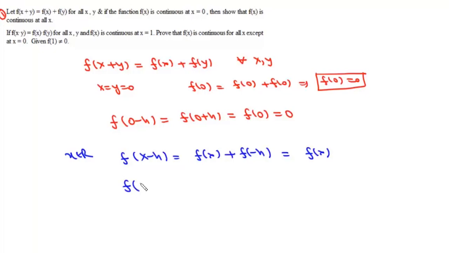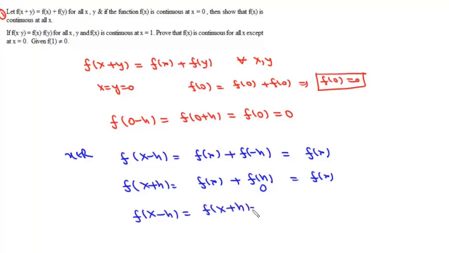And if we look at its right hand limit, which is f(x+h). Now f(x+h) is f(x) plus f(h). Again, this f(h) is 0. So this is also equal to f(x). So for any real x, f(x-h) will be equal to f(x+h), and it is equal to f(x). That means this function is continuous for all x belonging to R.